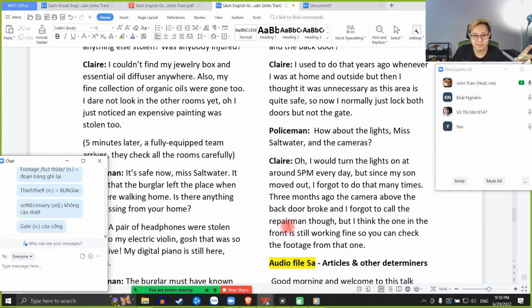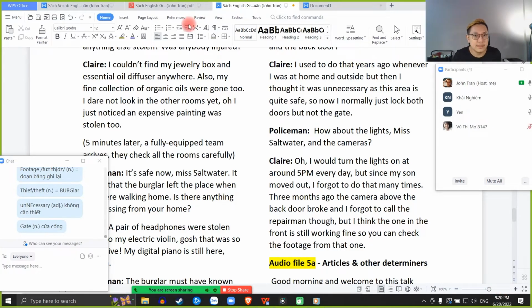3 months ago, the camera above the back door broke. 3 tháng trước, cái camera bên trên cái cửa sau, nó bị hư. And I forgot to call the repairman though. Và tôi quên gọi người sửa chữa nữa. But I think the one in the front is still working fine. Mà tôi nghĩ cái nằm ở phía trước vẫn còn hoạt động ổn thôi. So you can check the footage from that one. Cho nên là anh có thể kiểm tra cái đoạn băng từ cái camera đó.